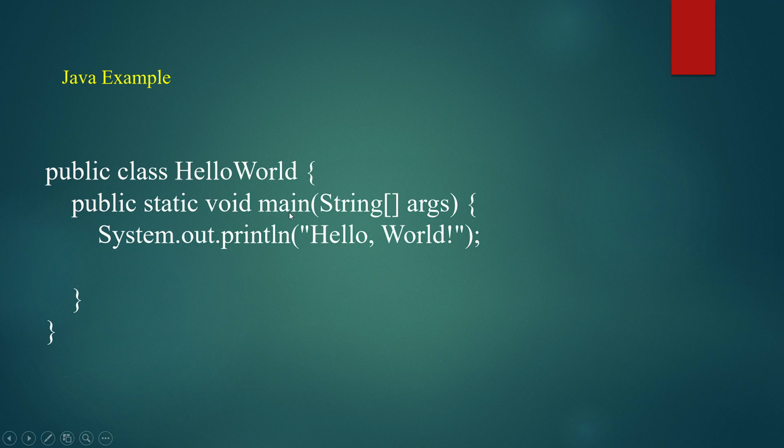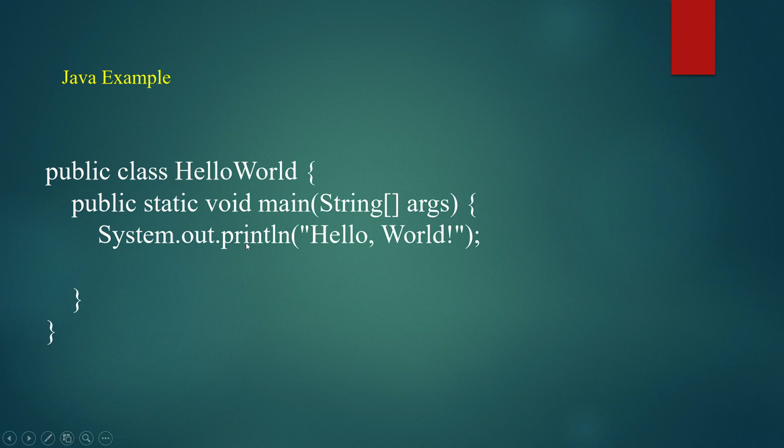Public means publicly accessible. Static means constant. Void returns no value. Main: from main only the program execution will start. And String args: why have we passed String args? Because we don't know how large the arguments will be, so we pass String arguments, which are strings.